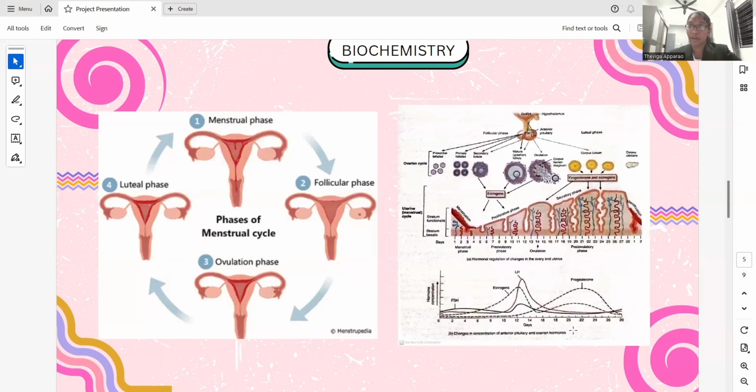Next, I would like to talk about the most important biochemical reaction in the uterus, which is the menstrual cycle. Menstrual cycle involves a lot of hormones such as follicle-stimulating hormone, FSH, luteinizing hormone, LH, progesterone, estrogen, and gonadotropin-releasing hormone. There are four phases in the menstrual cycle, which are menstrual phase, proliferative phase, ovulation phase, and luteal phase.